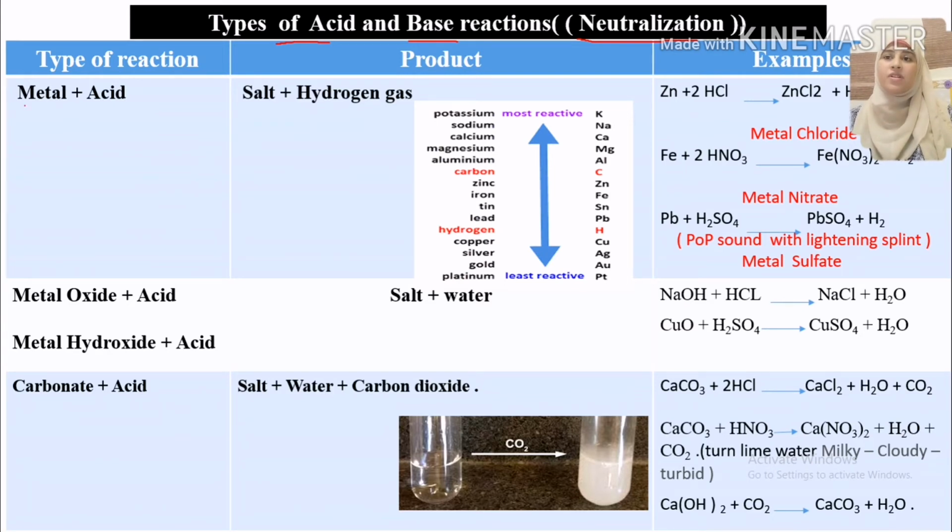At first, the first type of reaction, we have metal plus acid to form salt and hydrogen gas. Take care, the elements are arranged according to their reactivity: potassium, sodium, calcium, magnesium, aluminium, carbon, zinc, iron, tin, lead, hydrogen, copper, silver, gold, platinum.